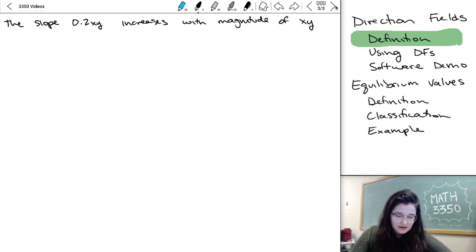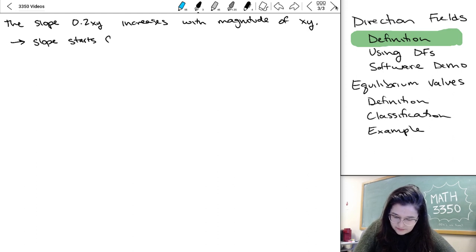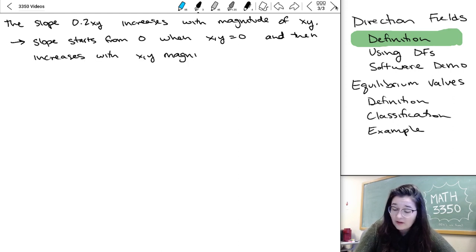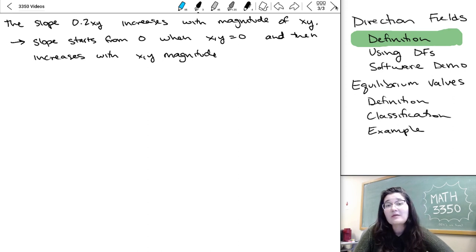And then that's just going to give us the overall rule that slope is going to start from 0 when x and y are equal to 0. And then that slope is going to get larger with the magnitude of x and y, or it's going to get steeper the further you are from the axes.